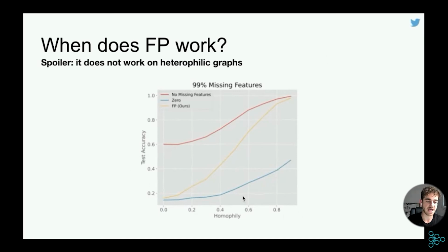And so to validate that, we tested on synthetic graphs with different levels of homophily. So here on the x-axis, you have a different level of homophily, from 0 being completely heterophilic to 1 being completely homophilic. And this is the performance without missing features. And we see that if the graph is very homophilic, feature propagation, even with 99% of missing features, performs almost as well as not having any missing feature. Whereas if the graph is heterophilic, then the gap is huge. So it doesn't work that well if we have 99% of missing features and the graph is not homophilic. So here is completely heterophilic and the gap is pretty big.